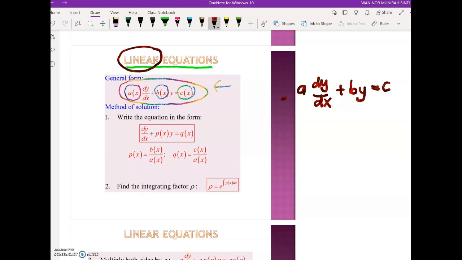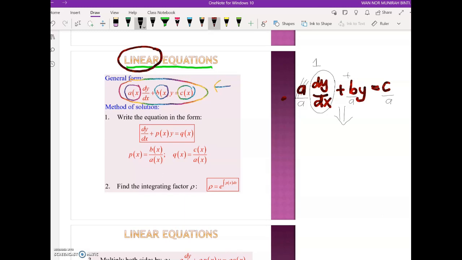When you have a linear equation, the first step is to divide both sides of the equation by A. You must make sure that the coefficient of your dy dx is 1 only, so that you have no more A here. Divide both sides by A, so that you have dy dx plus b over a y equals c over a.